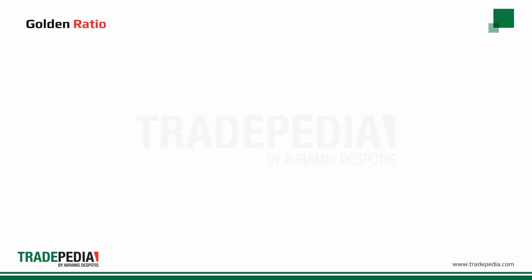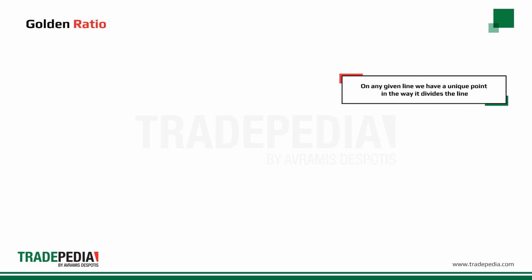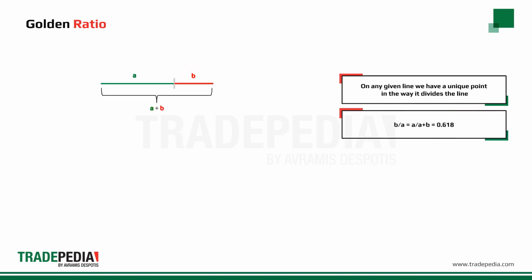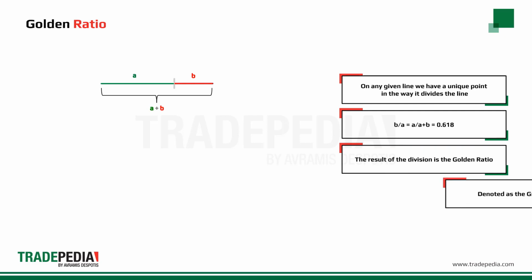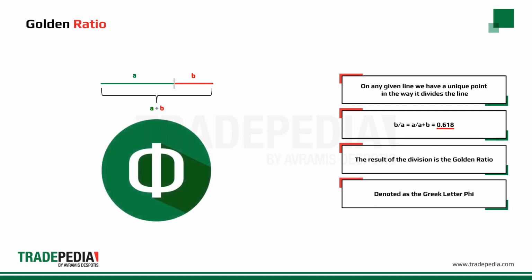This is a number that Pythagoras spoke about a long time before Fibonacci. Pythagoras stated that on any given line, there is a point on this line that is unique, not in the middle, a bit to the right. This point is unique because if you divide b with a, you will get the same number as when you divide a with a plus b, and that number is 0.618. The golden ratio, denoted as the Greek letter phi.